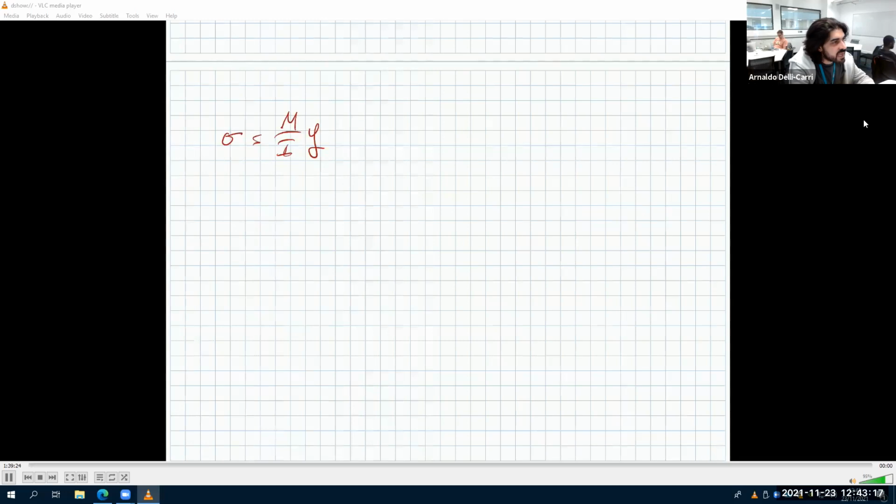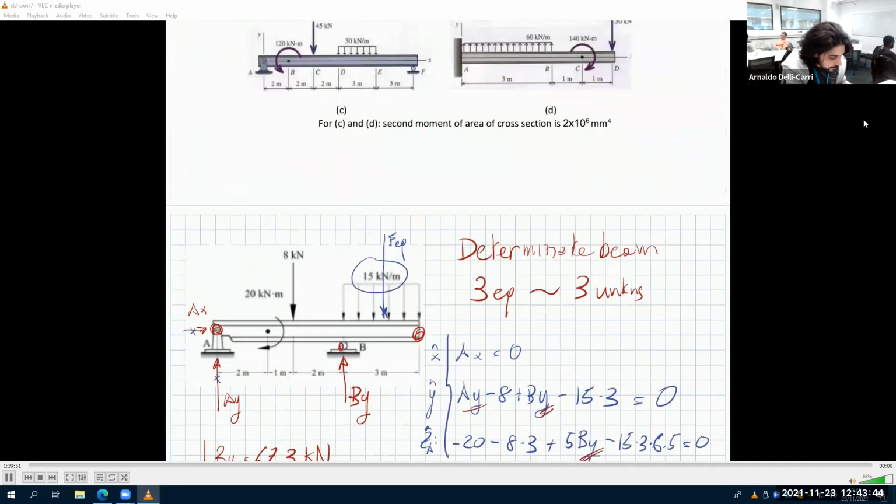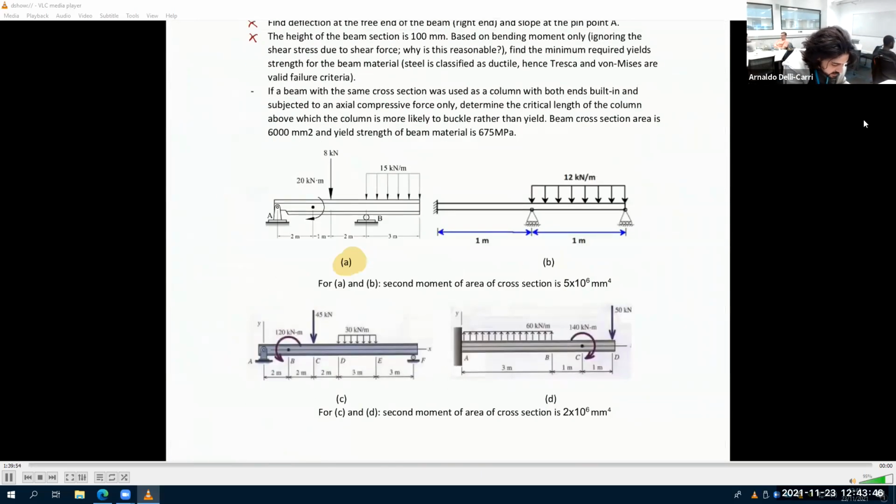So sigma is M over I. M is M of X, of course. I is always the same. Y is always the same. So sigma also changes with X, and you can find the maximum stress in the beam. Y is 50 because it's 100 divided by 2. The section is 100 millimeters tall.